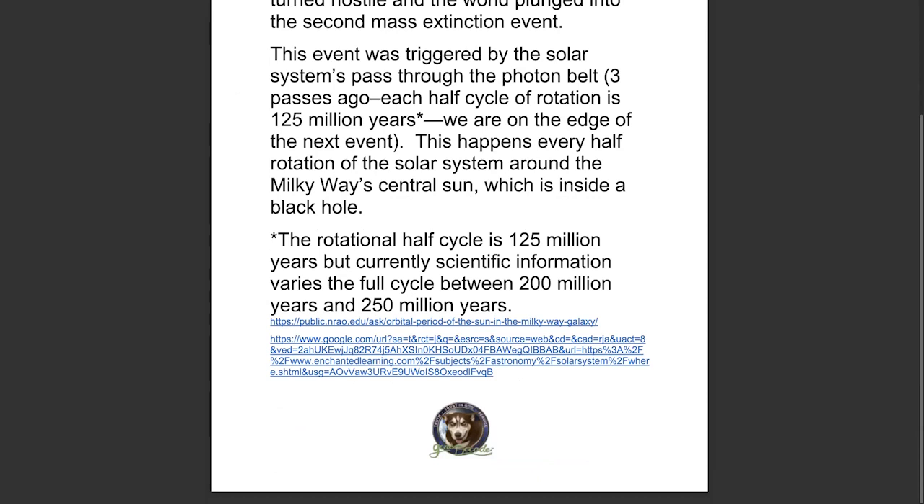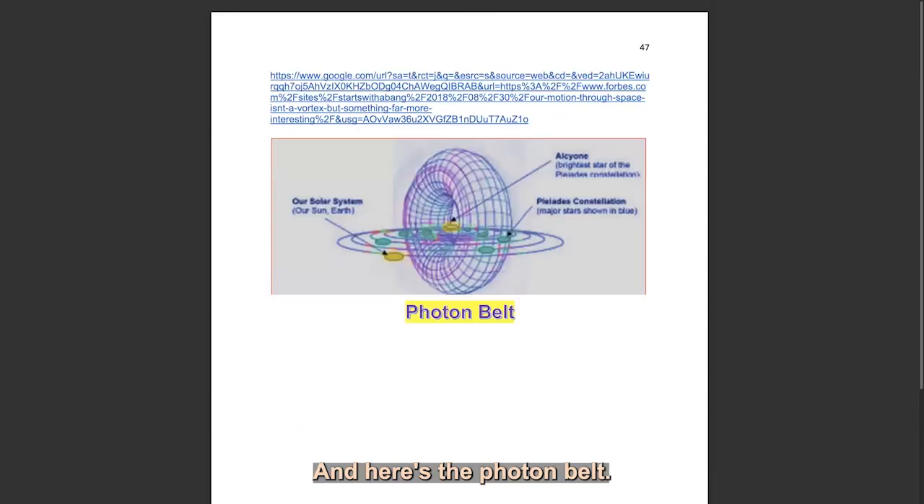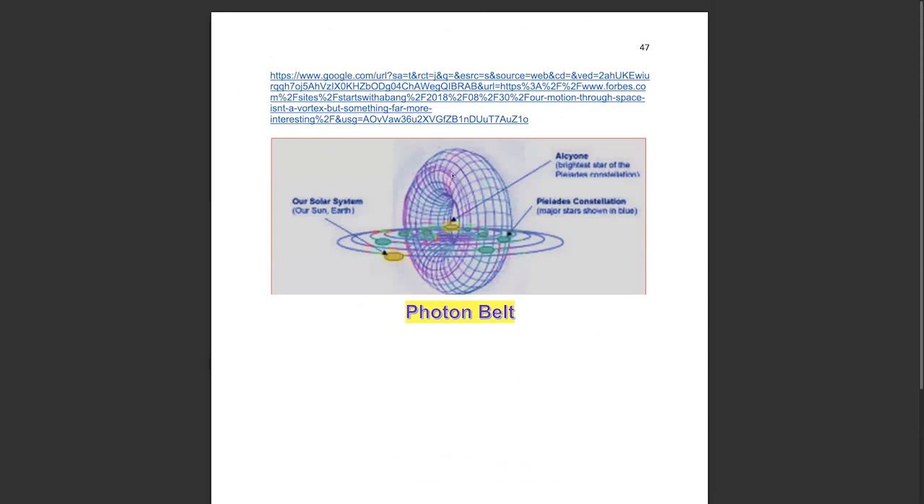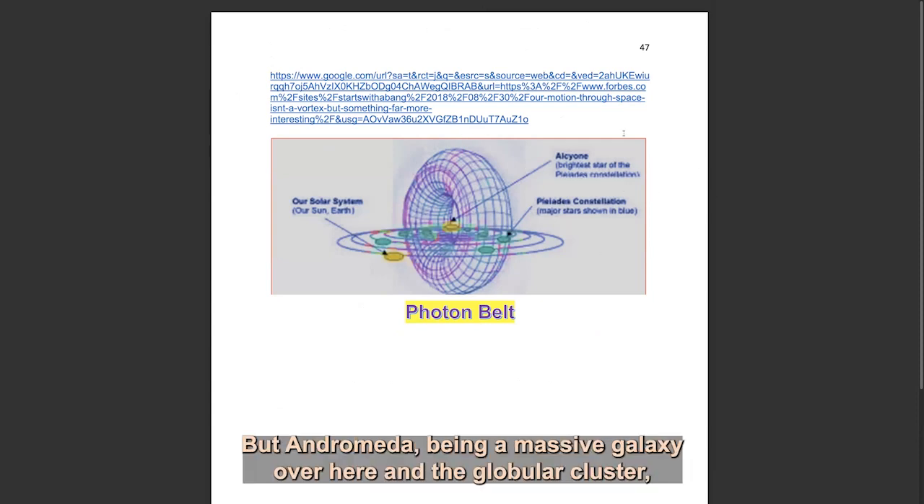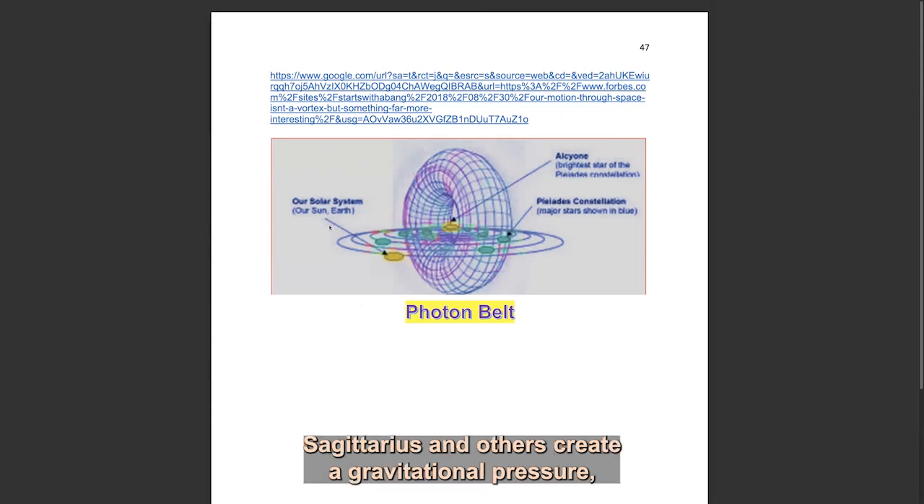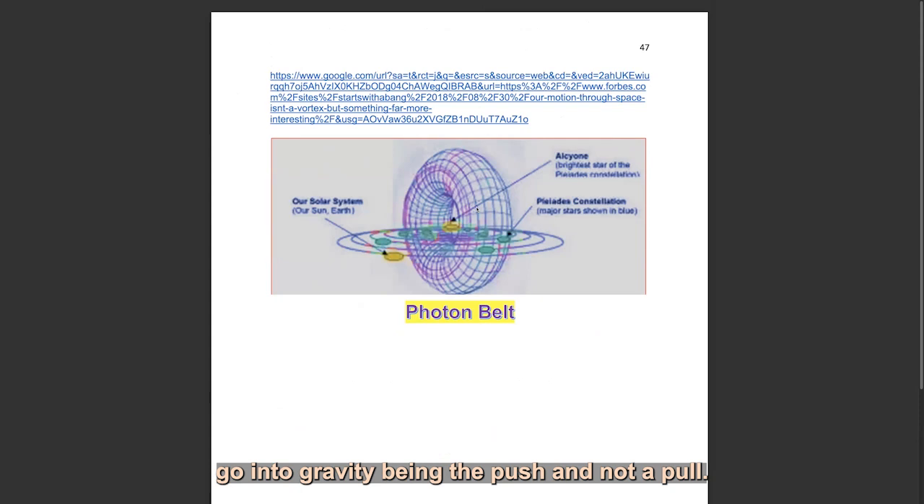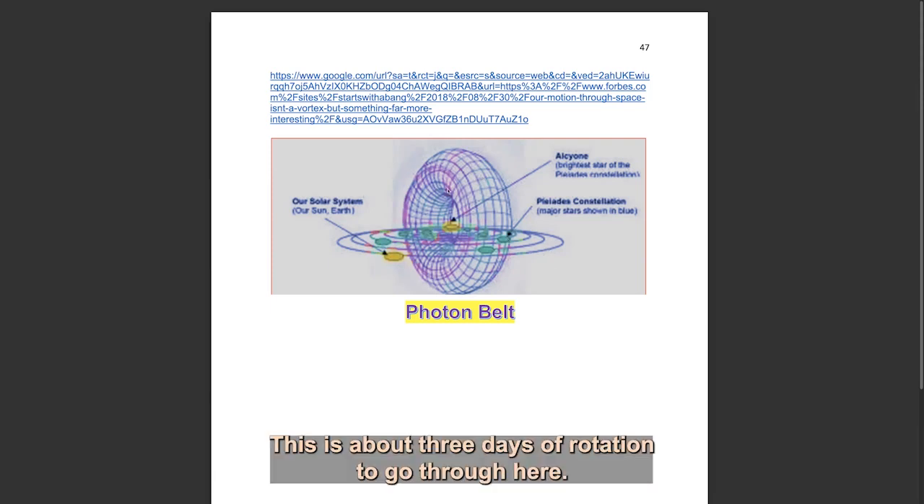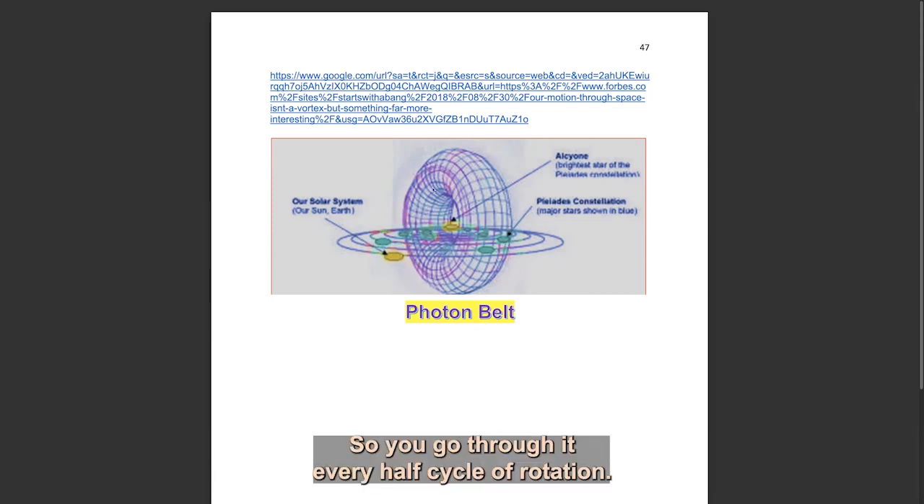And there's 2 links there. And here's the photon belt. So this explains how it works. This sun inside the black hole at the center of the Milky Way emits massive streams of energy. All black holes do, but Andromeda, being a massive galaxy over here, and the globular cluster, Sagittarius, and others create a gravitational pressure. And I'll go into gravity being a push and not a pull. And as I go on here, it pushes this field to be pretty much almost 2-dimensional. This is about 3 days of rotation to go through here. So you go through it every half cycle of rotation.